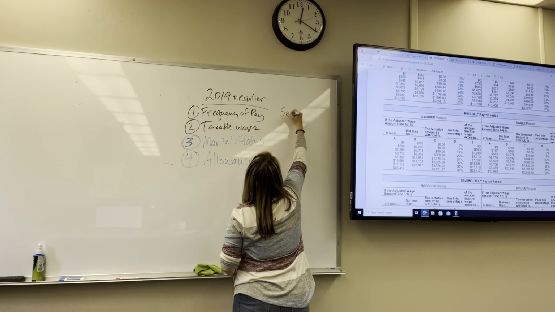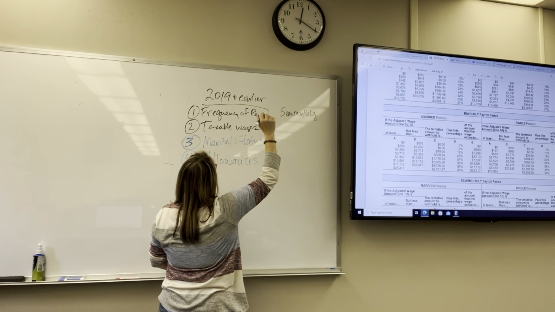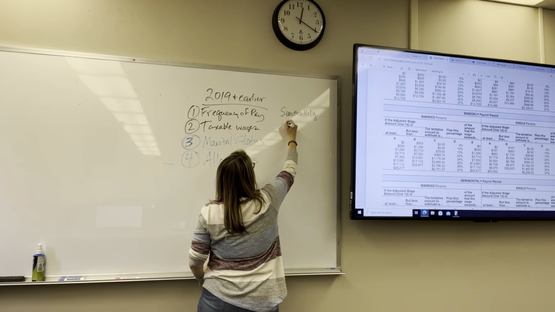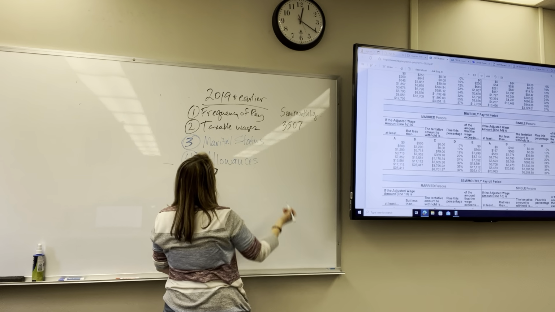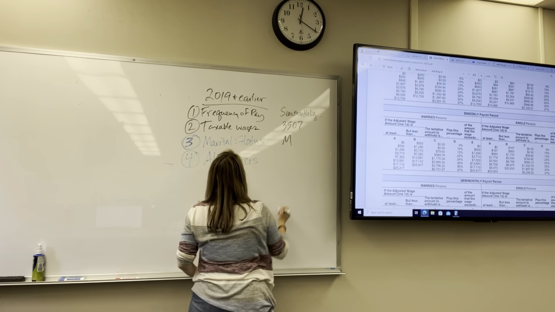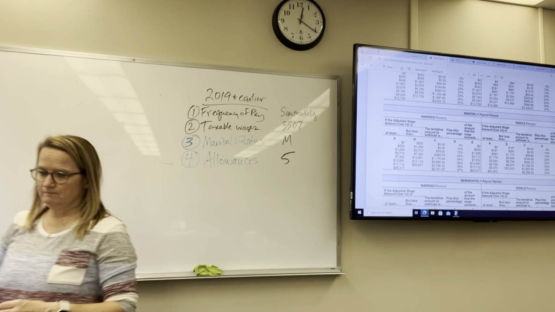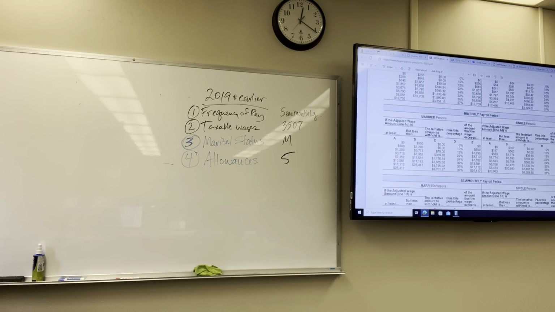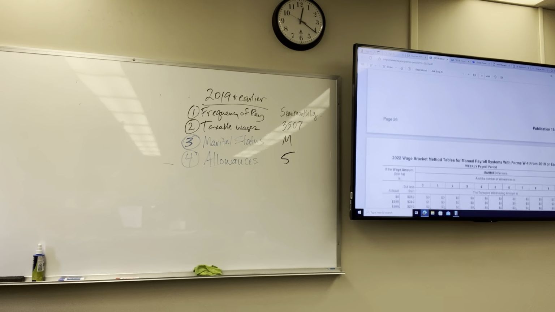Semi-monthly pay. Taxable wages are $3,207. Marital status, married. And number of allowances, 5. So first thing, let's use the table to find out how much our withholding is. Again, gotta pick the right table. Be careful here, read it carefully. 2019 or earlier, wage bracket method.